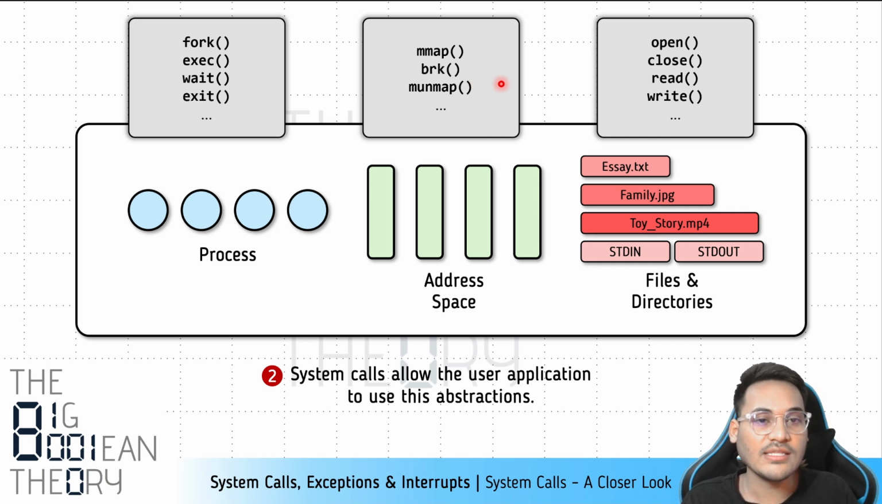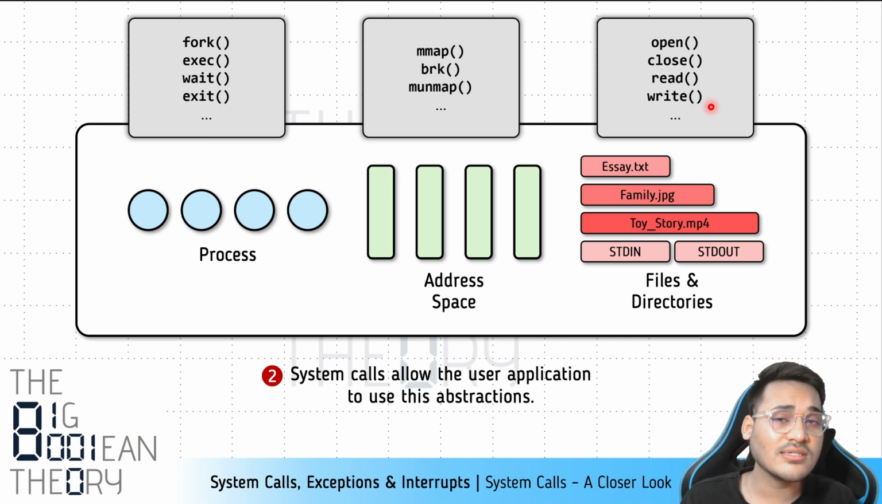Okay. Finally, let's talk about files and directories. So as you can see, the names are kind of self-explanatory. Here, the open system call will be used to open a file. Close will be used to close a file. Similarly, read and write will be used to perform the read and write operations on files. So these are the system calls, and each system call is basically allowing us to perform some operation on the abstractions that the operating system provides.